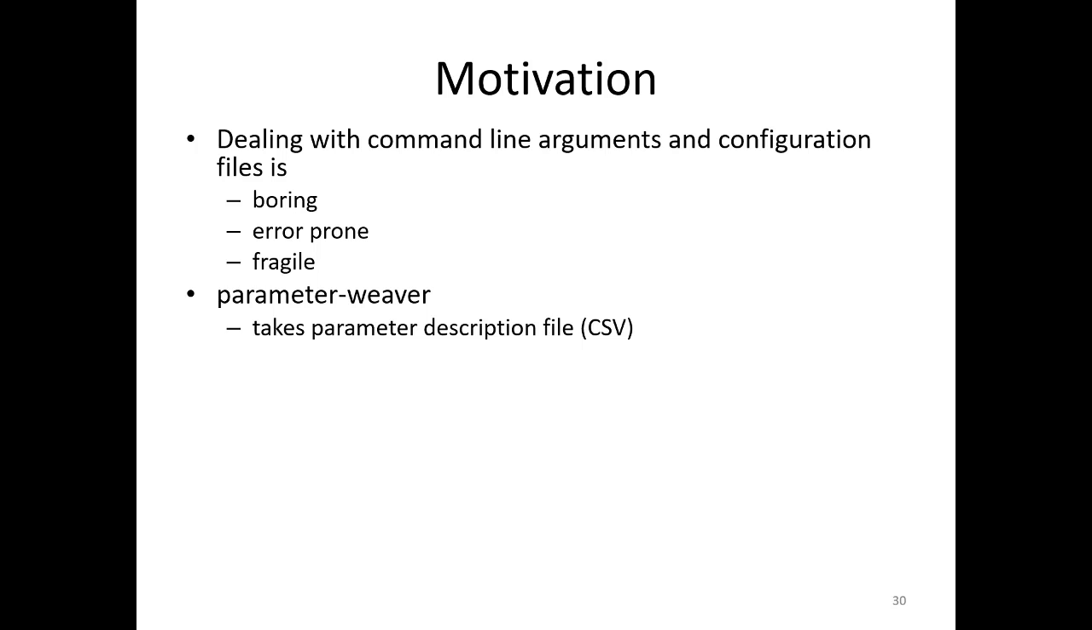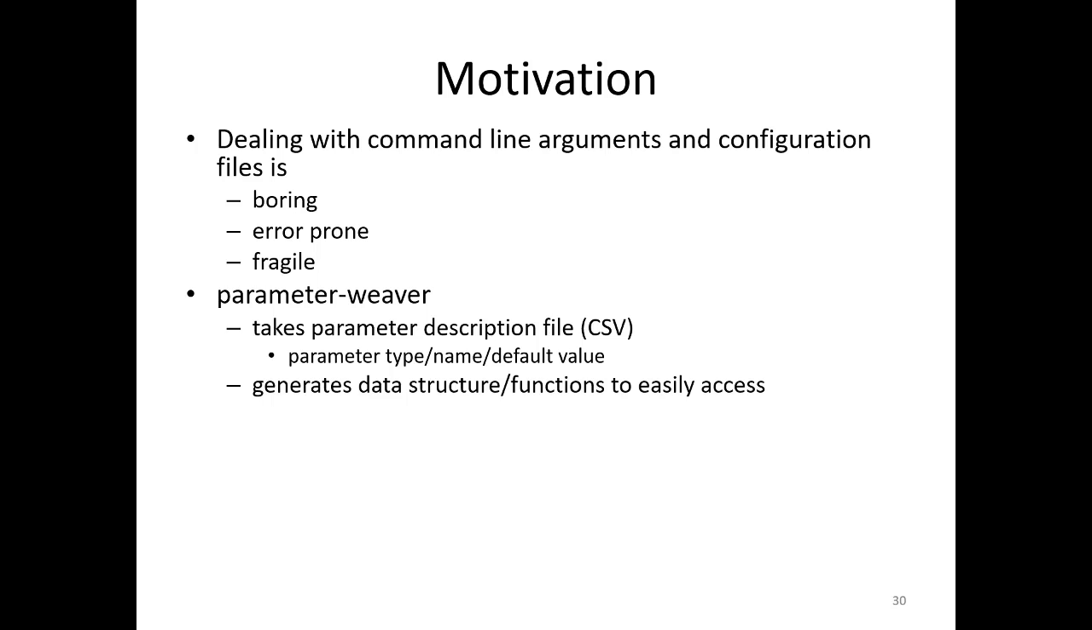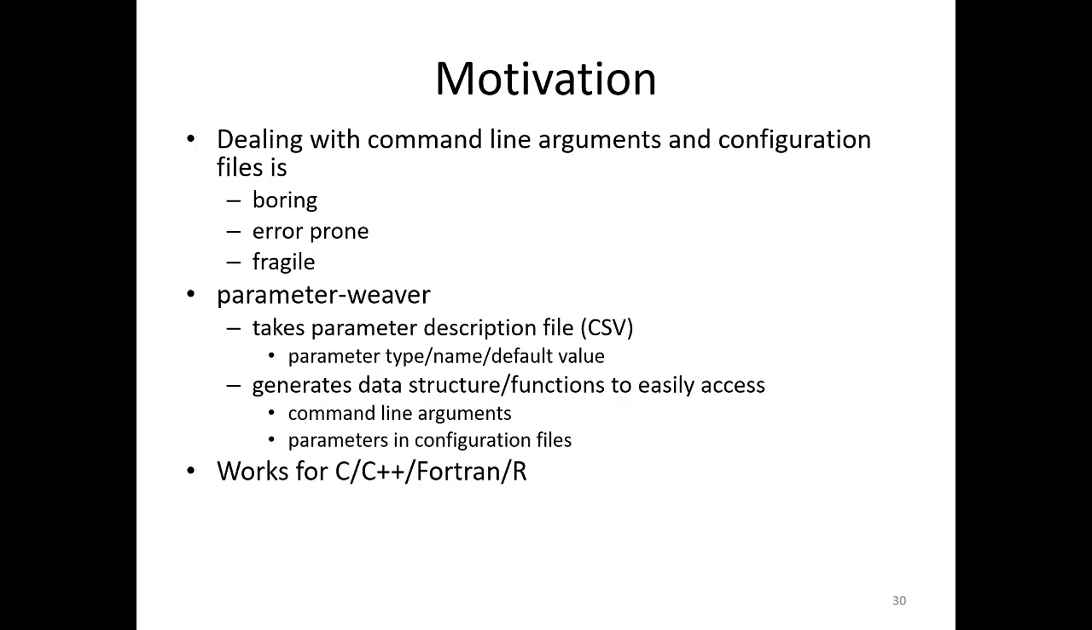So basically, Parameter Weaver takes just a parameter description file. And again, this is a comma-separated value file. What it contains is the parameter type, the name, and the default value for each parameter. And then it generates data structures and functions to easily access, on the one hand, command line arguments, but also parameters in configuration files, and you can mix and match those. So that's actually rather convenient. And it works for C, C++, Fortran and R.